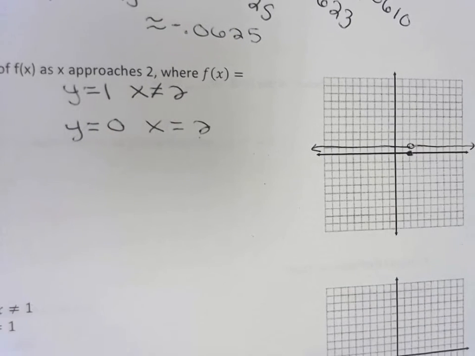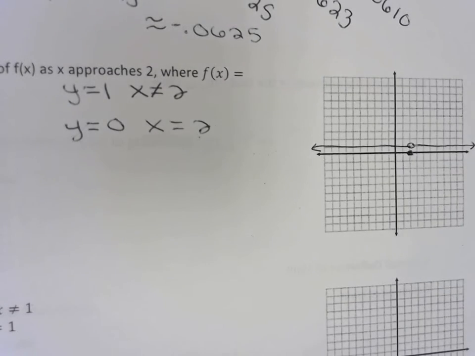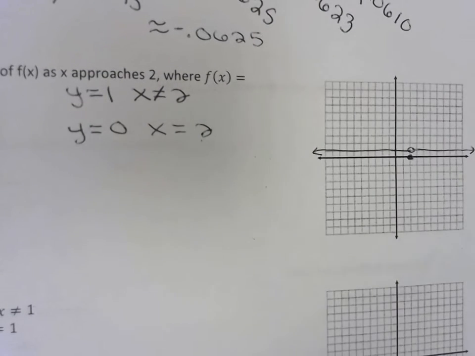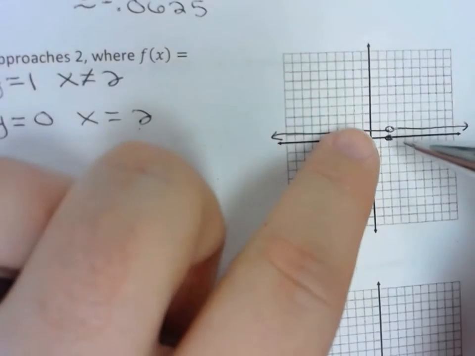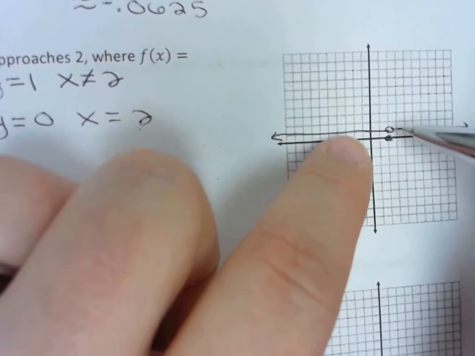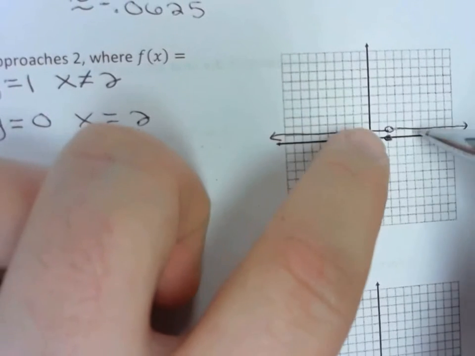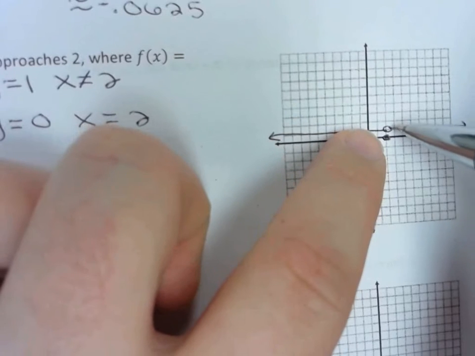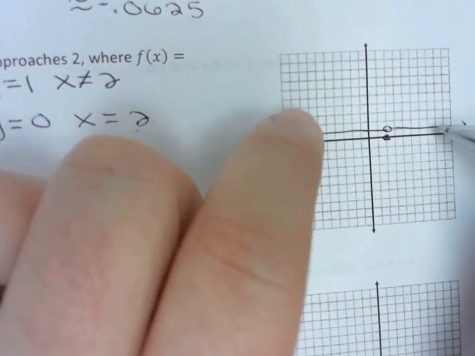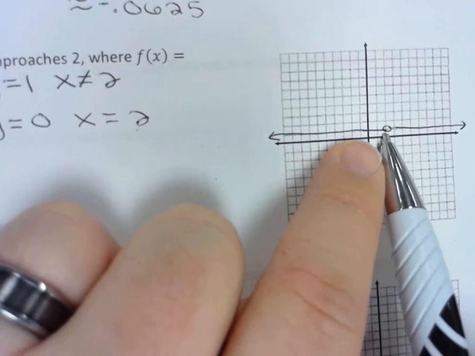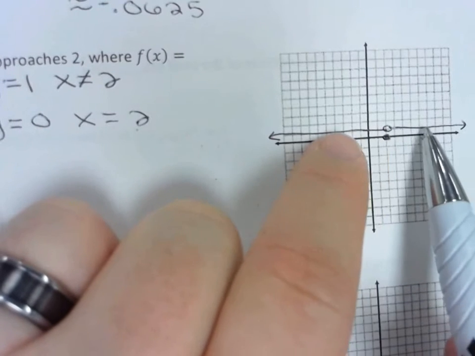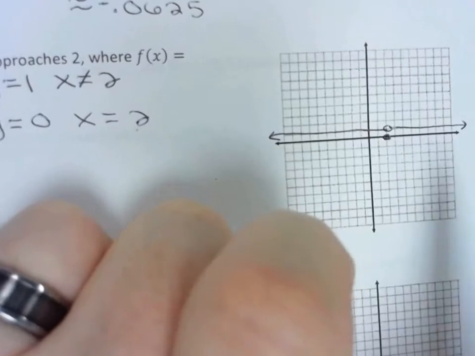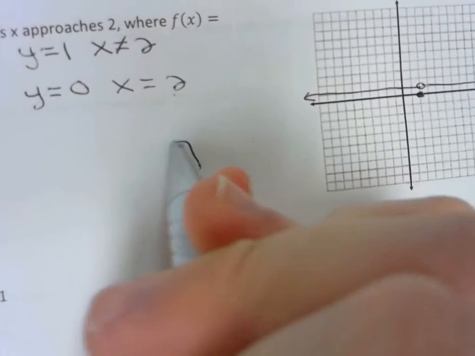And what I want to know is to find the limit of f of x or y as x approaches 2. Now this is like we said before. As x approaches 2, it doesn't necessarily mean when x is 2. But as x approaches 2, it looks like my y value is approaching 1. So as I come from the left and I come from the right, as I'm approaching 2, not at 2, it looks like both sides are approaching 1. So my limit would be 1.